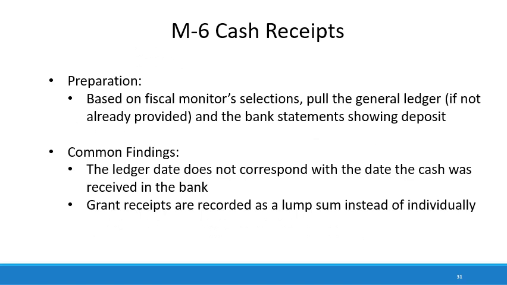And then we're going to do a simple test of cash receipts. We are going to select some items from our GRS program, and we just need to see where it was recorded in your general ledger and the date that it was deposited in your bank account. What we find there is that the ledger date doesn't correspond with the date the cash was received in the bank, and also that the grant receipts are recorded as a lump sum instead of individually.